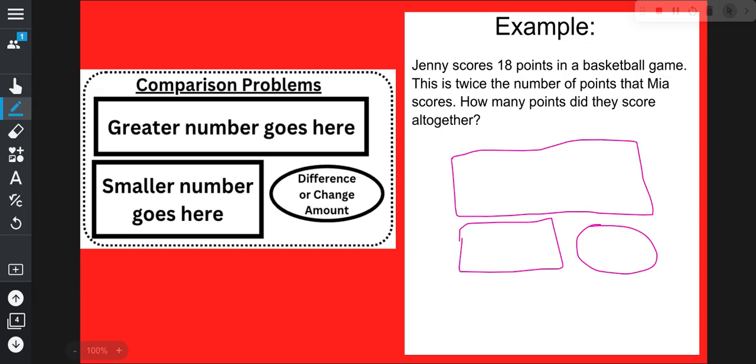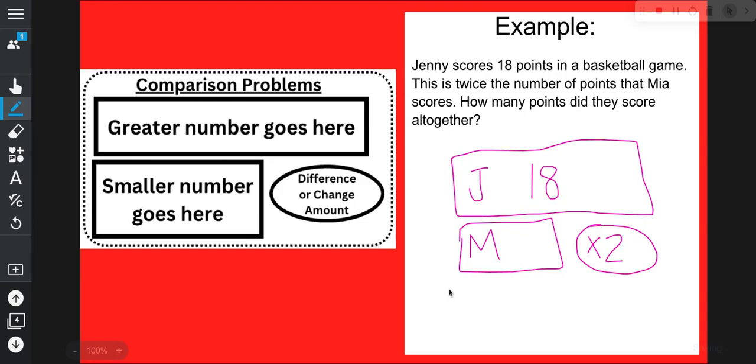Jenny scored 18, so we know Jenny's amount in the basketball game. Sometimes if you replace the word this with the who or the what they just talked about, you can understand the problem better. So Jenny's is twice the number of points that Mia scored. So we know that Jenny is on top, she's the big amount. Mia's on bottom, the small amount. We knew that Jenny had 18 points. And we knew that this was twice. So that would be times 2 is our change.